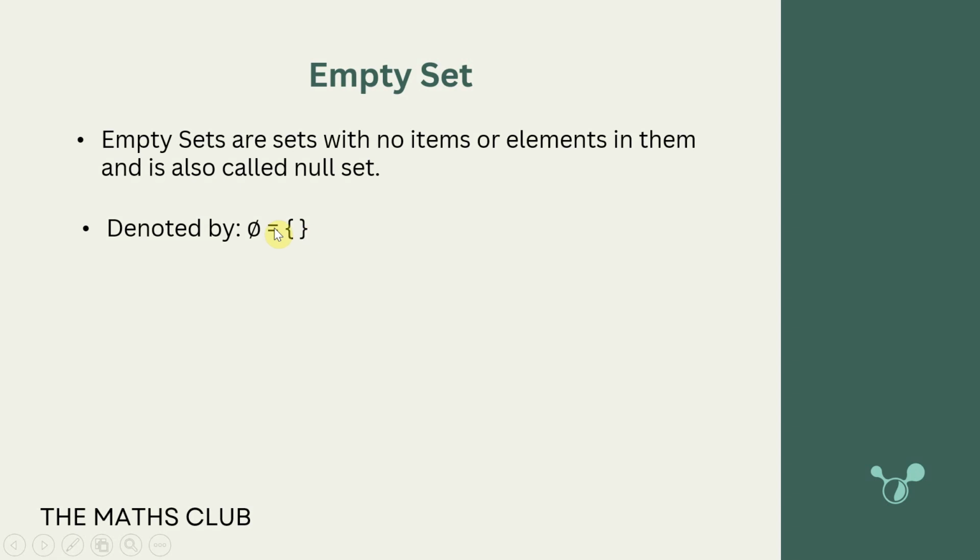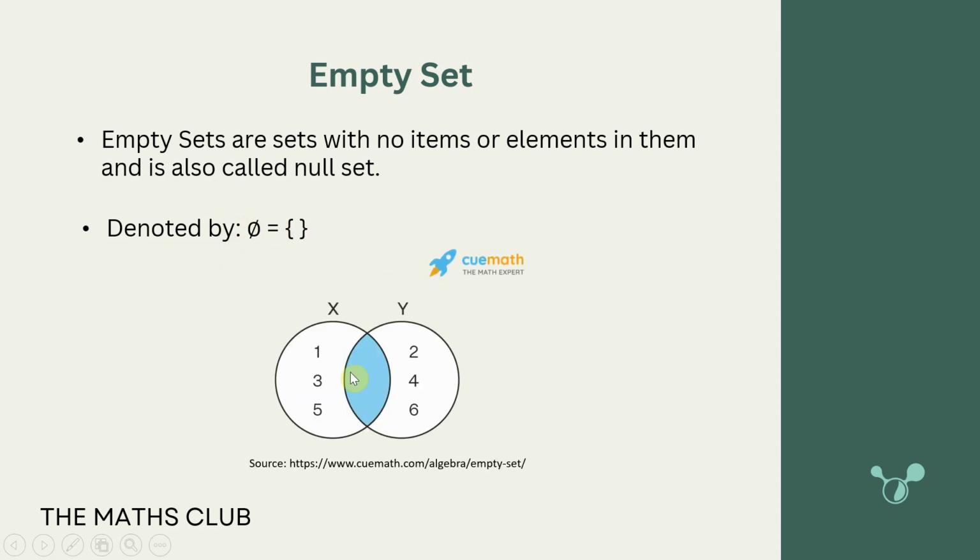So you see this phi sign. You can also look at this example. We have 1, 3, 5 in set X, and 2, 4, 6 in set Y. Is there anything common in both of them? No. If I wanted to find what was common in both of them, we'll look at that very soon in the next video. But if we want to find what is common in both of them, it will be an empty set, because there is nothing common in both of them.